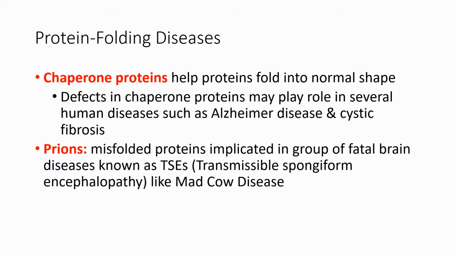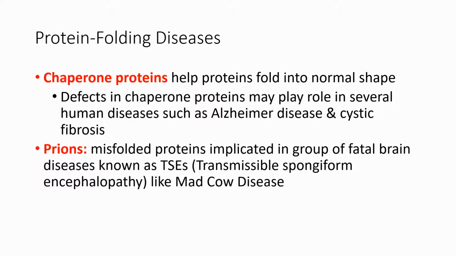But just like it's essential for proteins to be folded correctly, there are also diseases where mistakes happen and proteins are not folded properly. There are chaperone proteins, proteins whose entire jobs are to help proteins fold correctly, and when there's a problem with them, that's when you can develop diseases. So there are hints that there are links between defects in these chaperone proteins and diseases like Alzheimer's disease and cystic fibrosis.